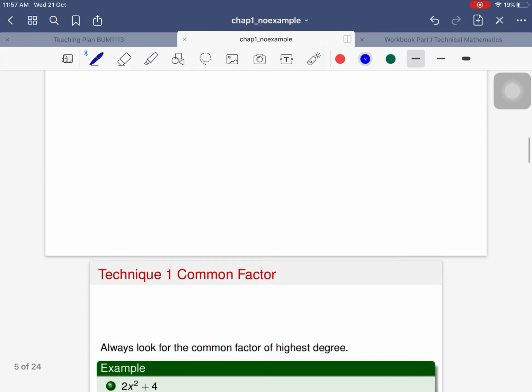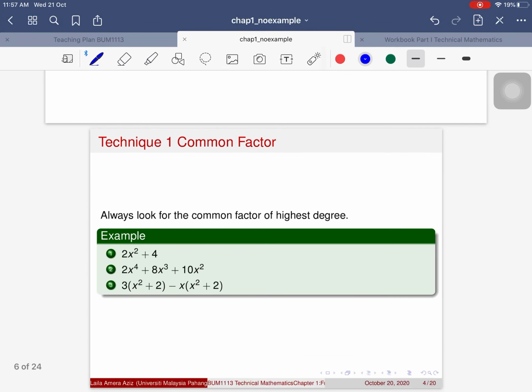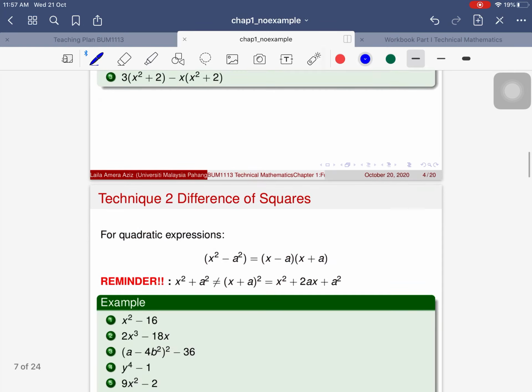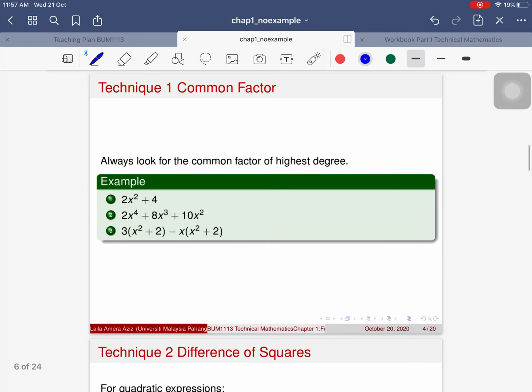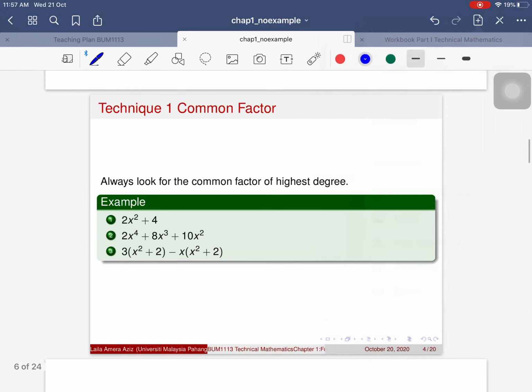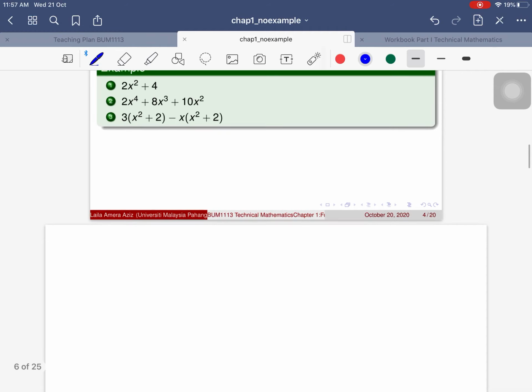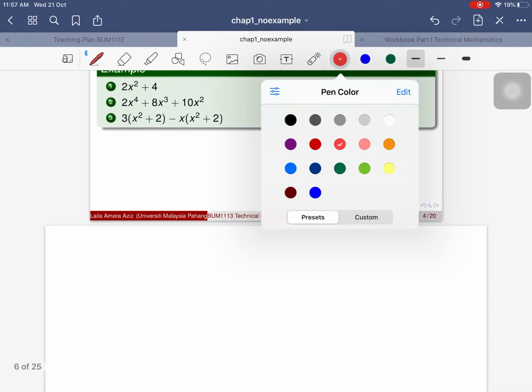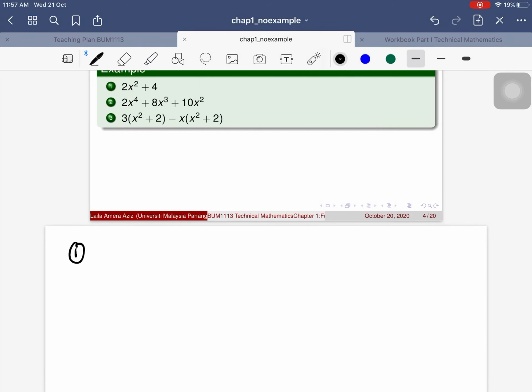Okay, so the first technique that we're going to have a look at is going to be the common factor. So this is going to be the easiest one. So how do we do common factor? So let me add a page right here. You have a look at what is common between the terms. Okay, so the first one is a very simple example, 2x squared plus 4. So what is common between these two? The variable: only the first term has x squared, the other term doesn't have x or anything.